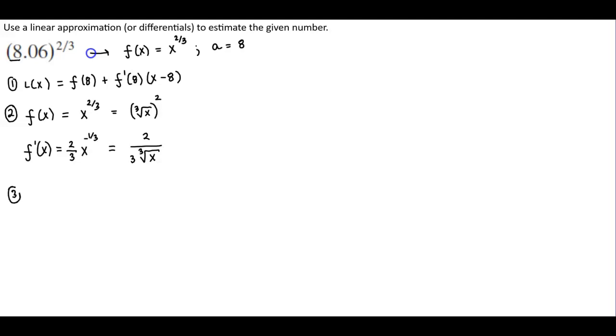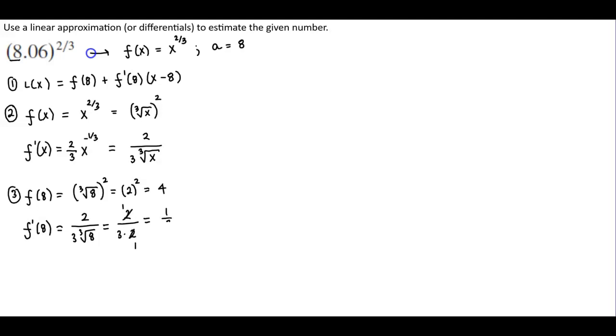So now what we want to do is find f of 8. That means we're going to take the cube root of 8 and then square it. Well, what we have to cube to get 8 is 2, and when we square 2, we get 4. And then f prime of 8 is going to equal 2/3 times the cube root of 8. Well, the cube root of 8 is 2, so we can simplify the 2's to get 1/3.